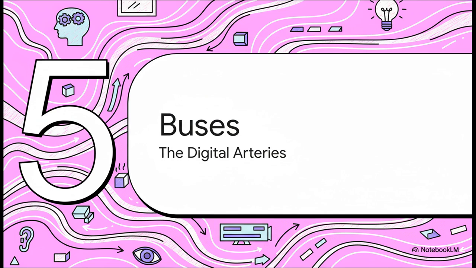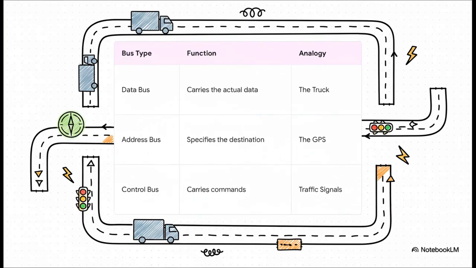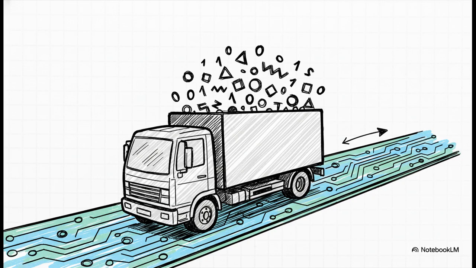Okay, we've made it to the final piece of the puzzle. We have the brain, the workspace, and the senses. But how do they all talk to each other? I mean, information has to get from one place to another, right? Well, it travels along the computer's internal highway system. This highway system is made up of what are called buses, which are really just electrical pathways. And there are three main types of roads on this highway. One for carrying the actual information, one that says where that information is going, and one for all the traffic signals.